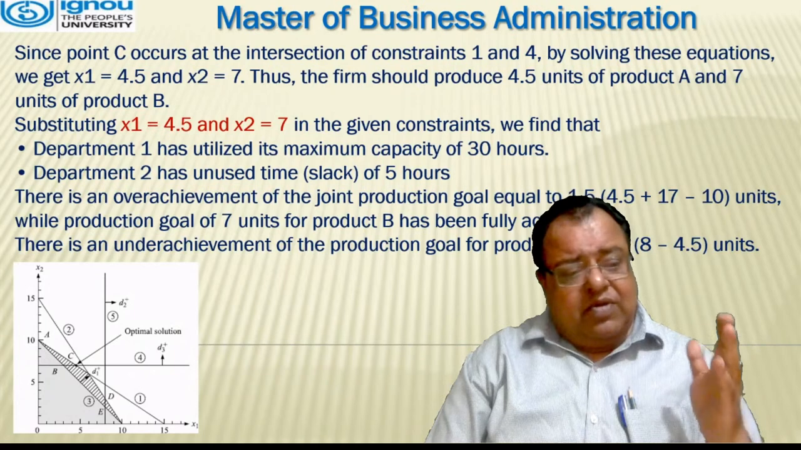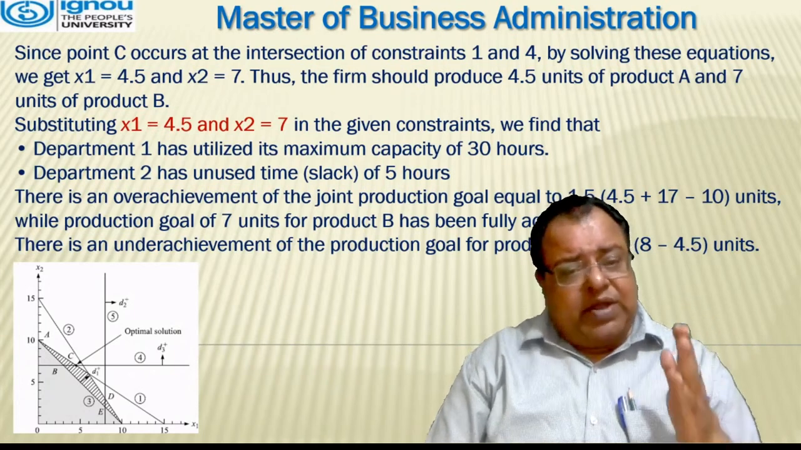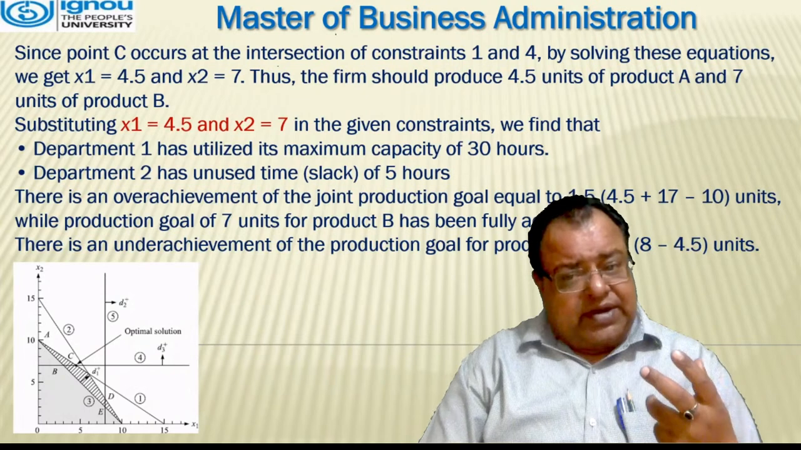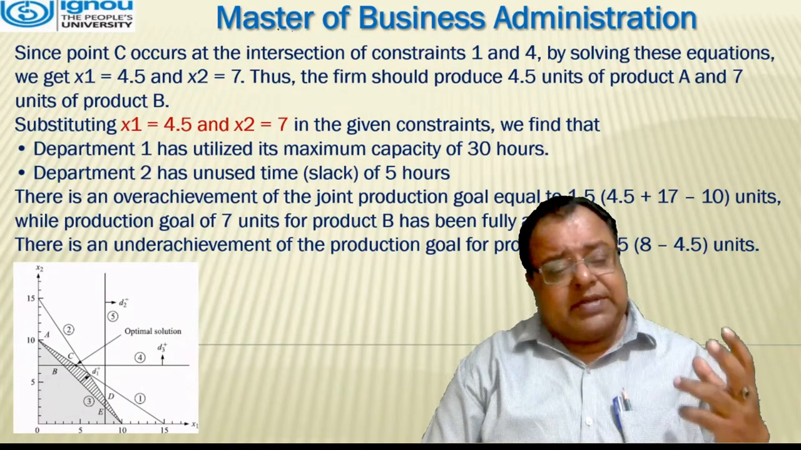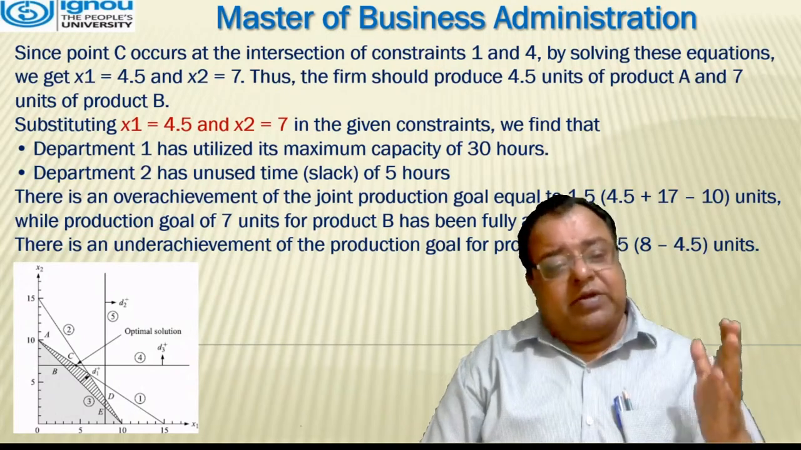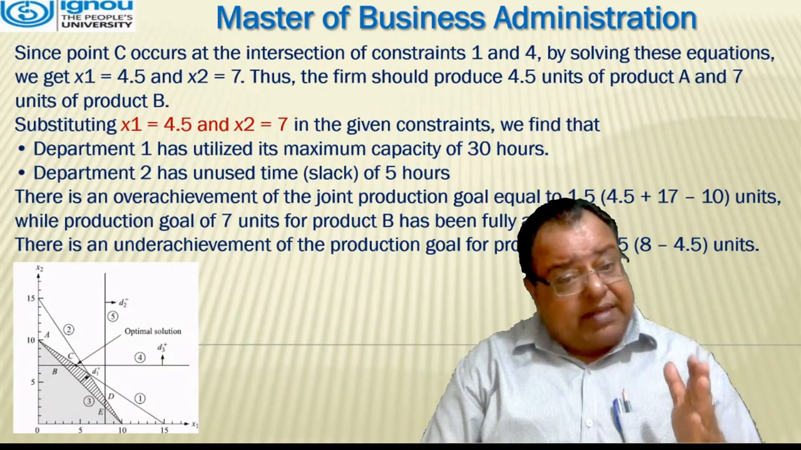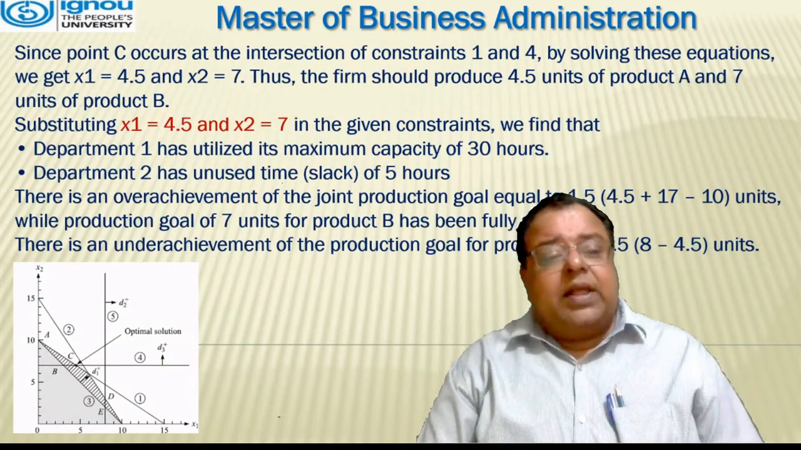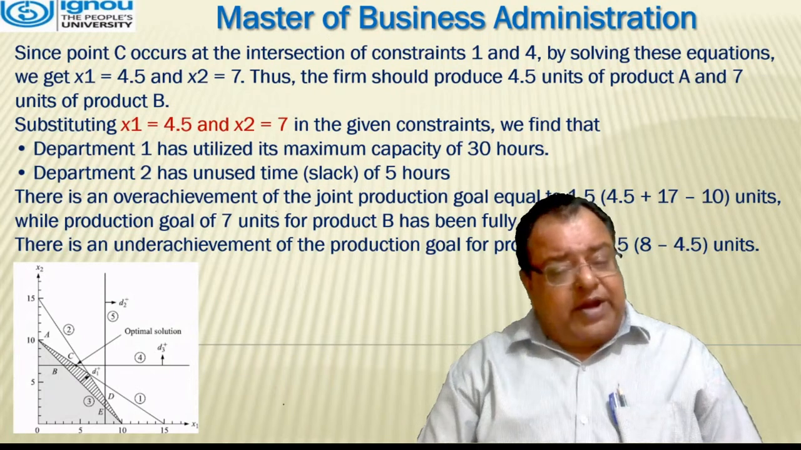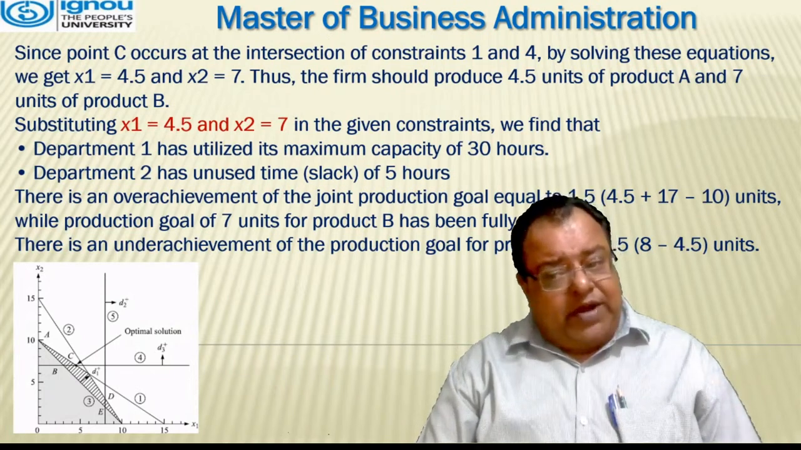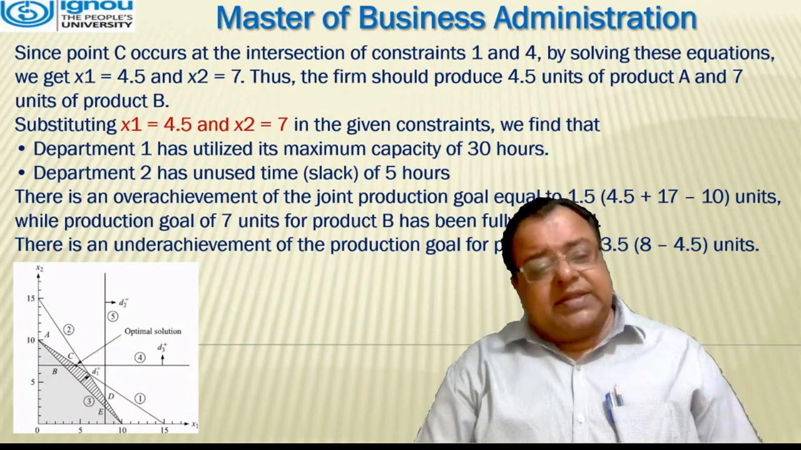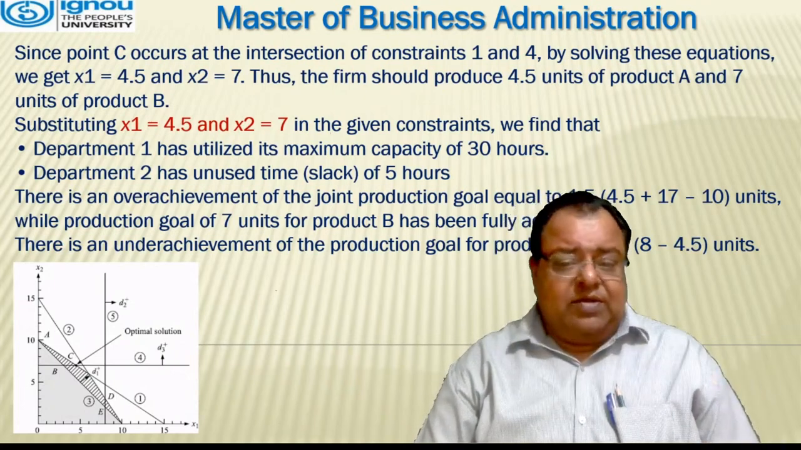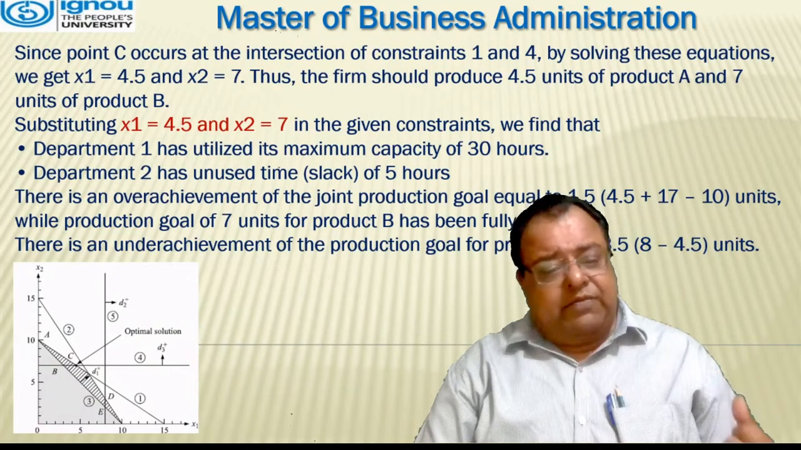get x1 equal to 4.5 and x2 equal to 7 in the given constraints. We find that Department 1 has utilized its maximum capacity of 30 hours. Department 2 has unused time slack of 5 hours. There is an overachievement of the joint production goal equal to 1.5 units, while the production goal of 7 units for product B has been fully achieved. There is an underachievement of the production goal for product A of 3.5 units.